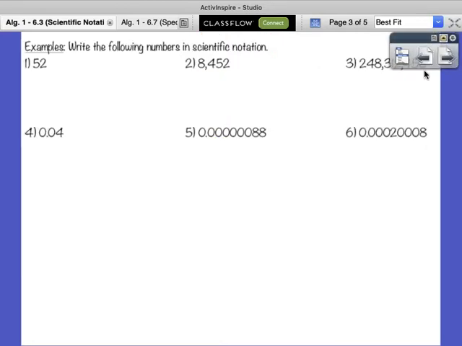Okay. So we're gonna try and write the following in scientific notation. We're gonna go from a big number or small number to scientific notation. So, 52. How many numbers do we want in front of the decimal? Caden, why don't you have that already written down?